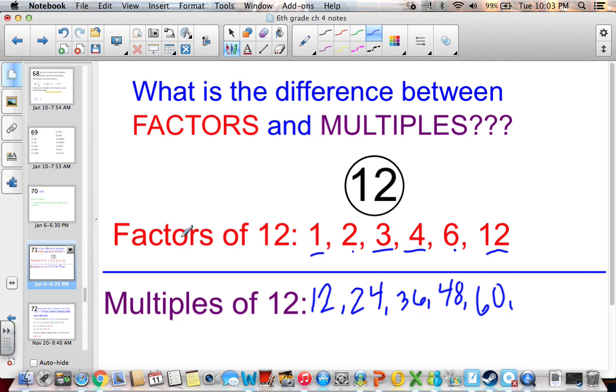So you might want to write that in your notes. You for sure want to write the difference between factors and multiples and then write your examples of factors of 12 and multiples of 12.